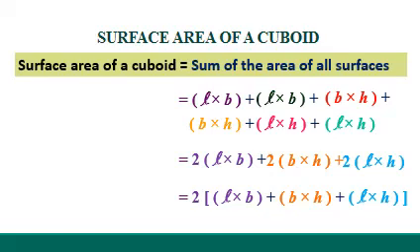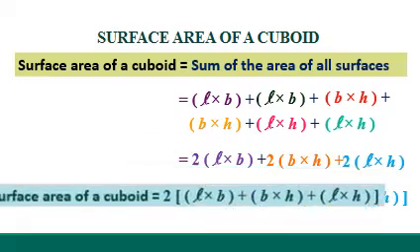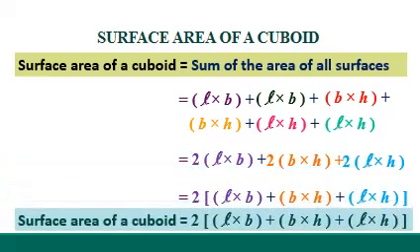So, what is the surface area of a cuboid? Yes, the surface area of a cuboid is equal to twice the sum of length multiplied by breadth plus breadth multiplied by height plus length multiplied by height.